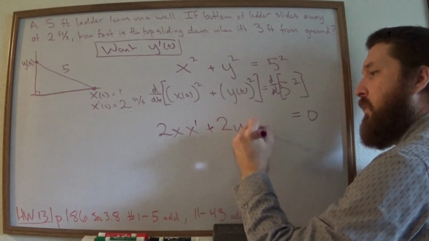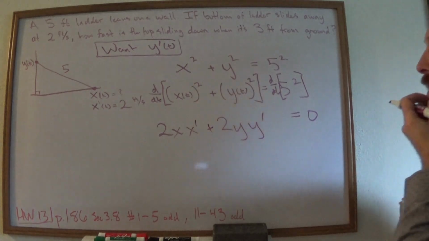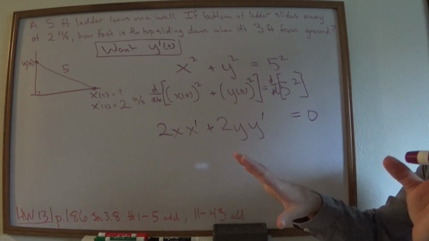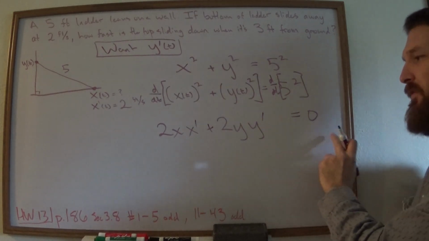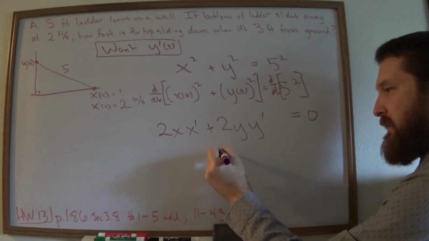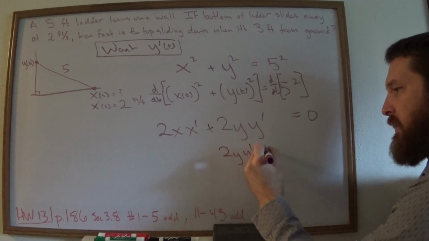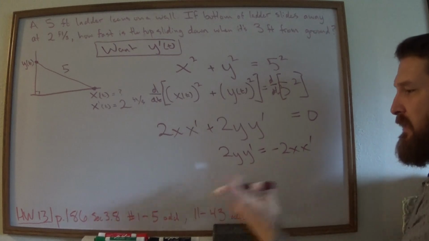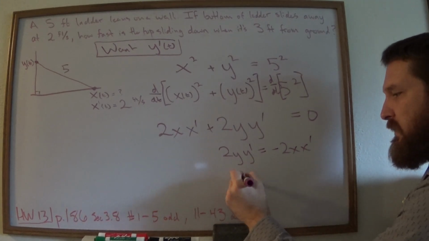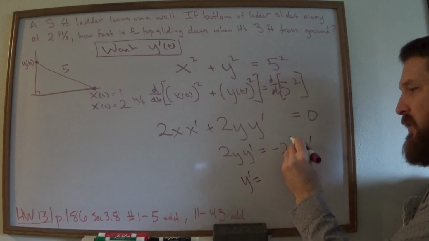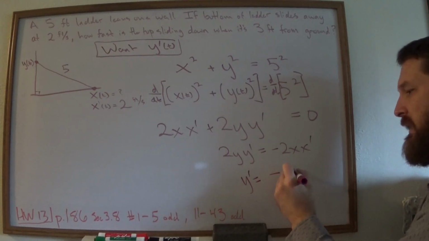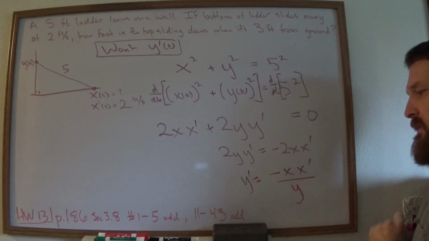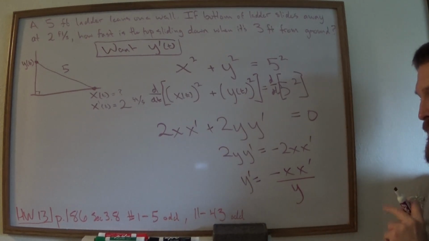2y times y prime. Now, that's the thing I want to get by itself, very much like last time, right? First thing I'm going to do is isolate this guy. 2y y prime equals minus 2x x prime. Dividing by 2y gives me y prime equals, the 2's are gone, it's still negative up in the top, and a y comes downstairs.